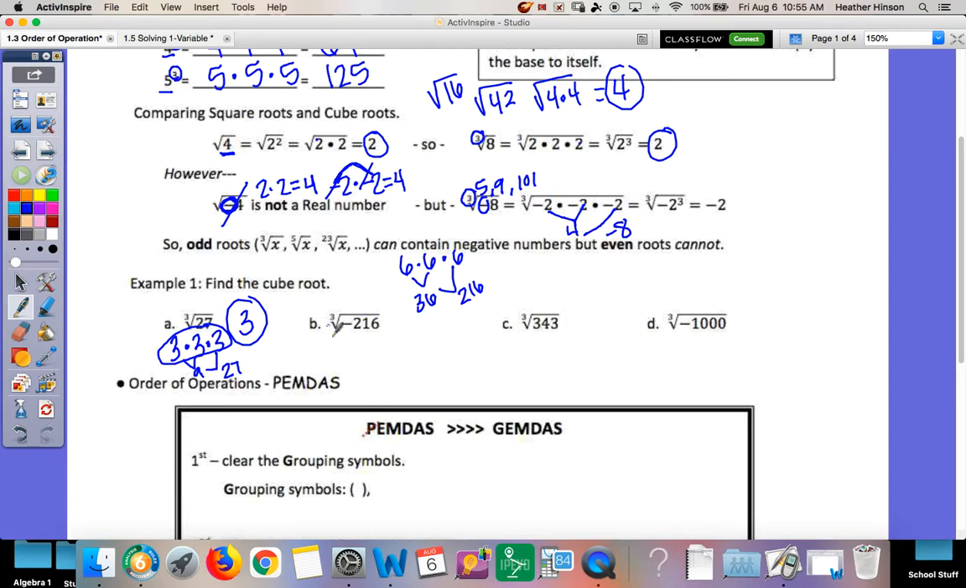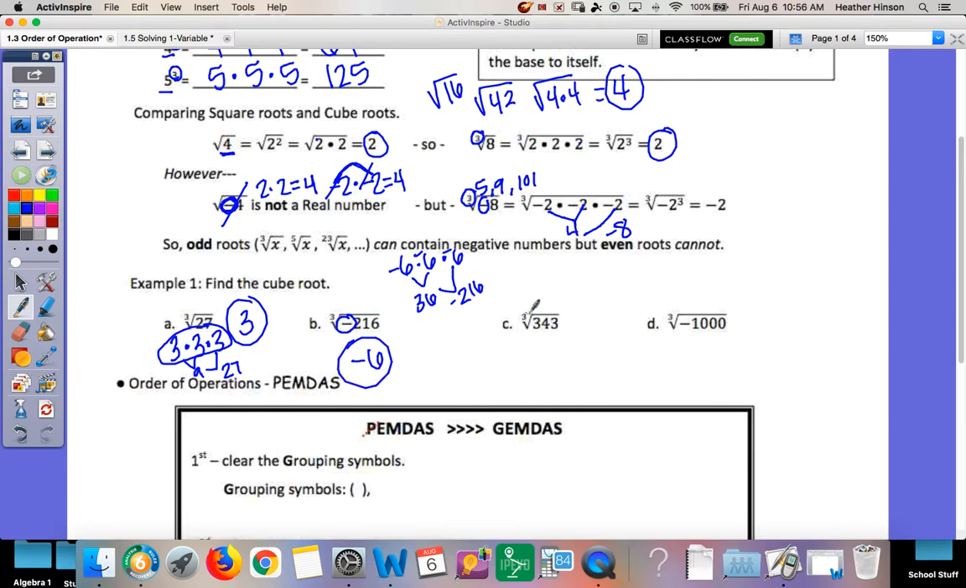That almost gets us the right answer, but we have a negative here, so we want our numbers to be negative. Negative 6 times negative 6 gives us negative times negative is positive. But if we multiply another negative by it, it will give us a negative. So the cubed root of negative 216 is negative 6.